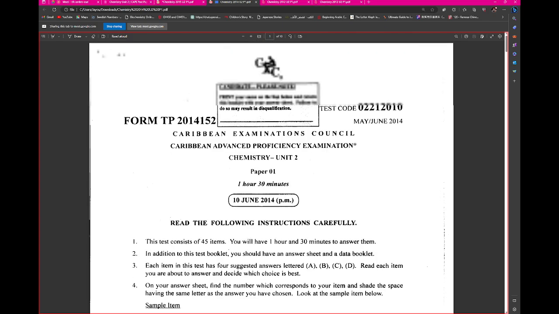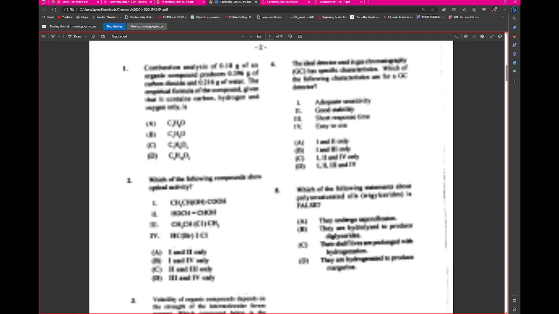Okay, so for everyone here, chemistry, this is the 2014 paper, right? We're going in order. So this is the May June 2014 paper 1 for chemistry unit 2. And it starts off with these questions.